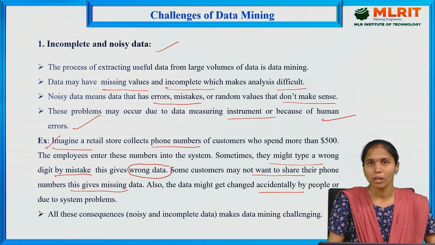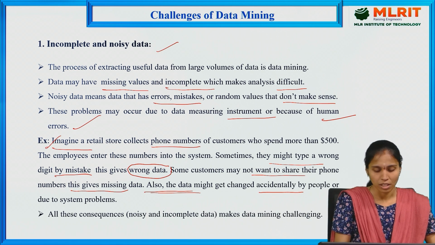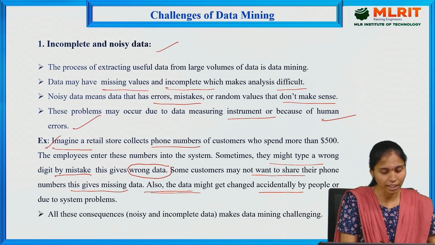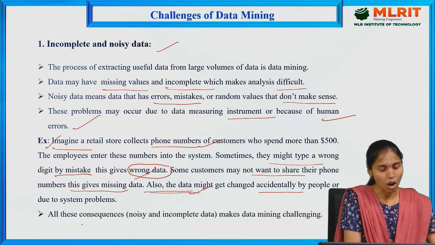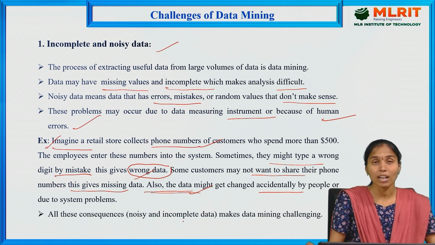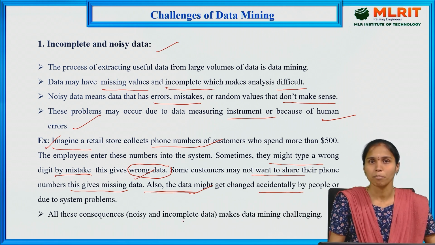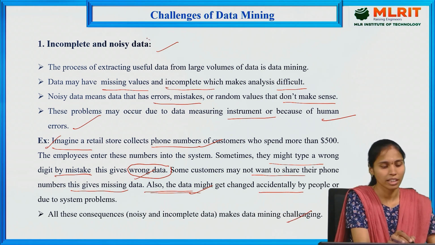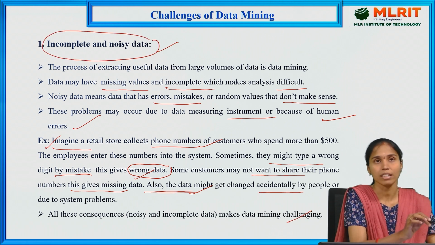Also, the data might get changed accidentally by people or due to system problems. This is incorrect data. This is wrong data. This is missing data. All these consequences, noisy and incomplete data, make data mining challenging. So this is about incomplete and noisy data.